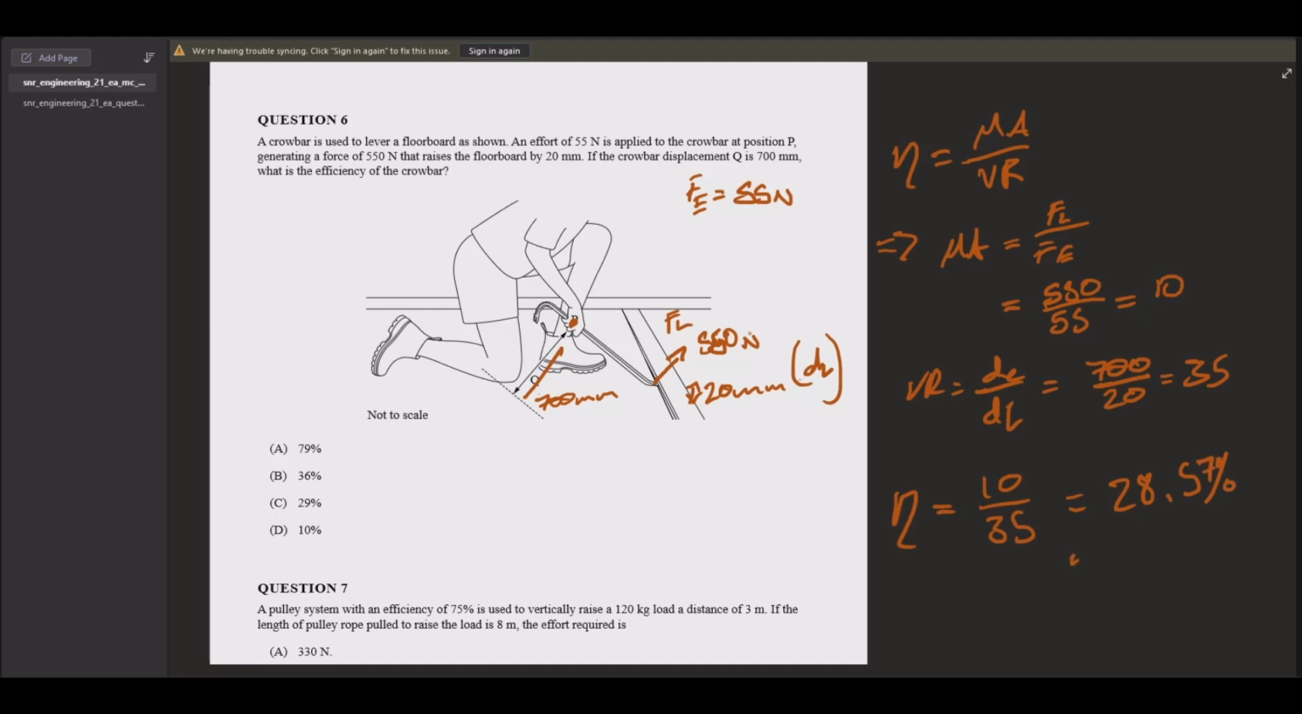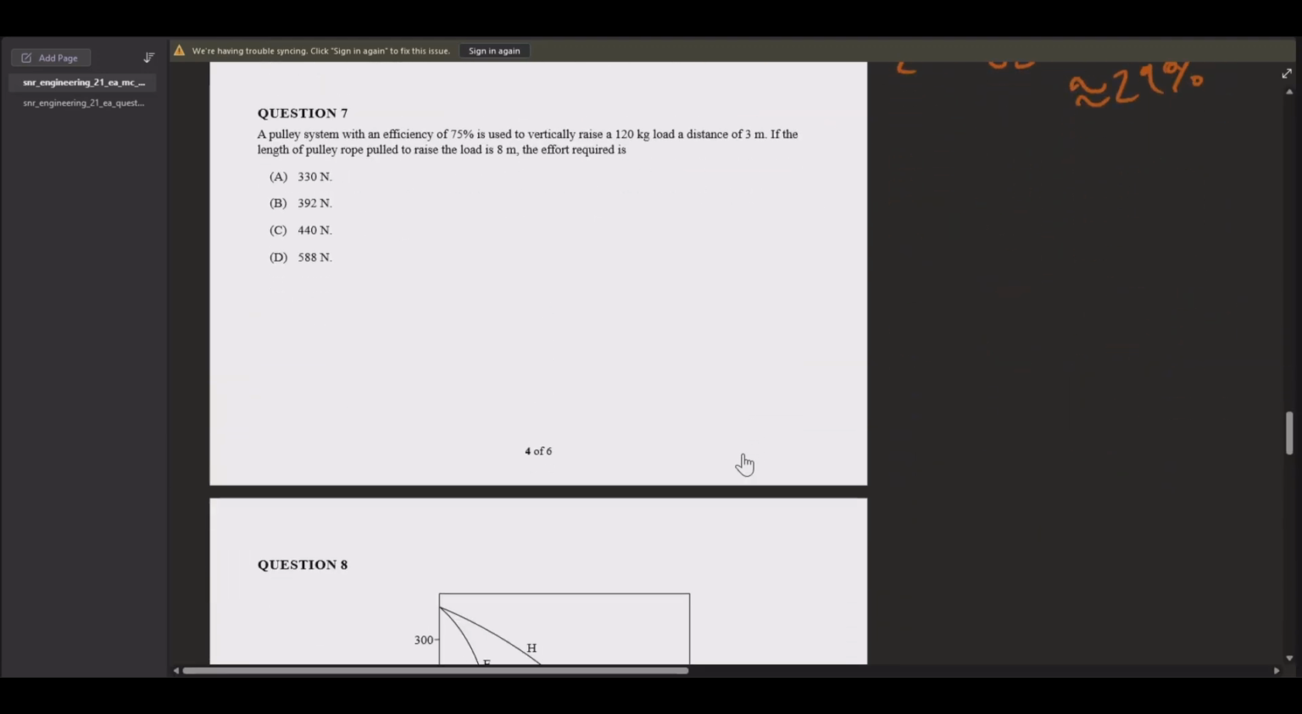Which rounds to 29%. And that's answer C. Okay. Question 7, another efficiency question. Efficiency is 0.75. Distance of the load is 3 meters. And force of the load is going to be 120 times 9.8.